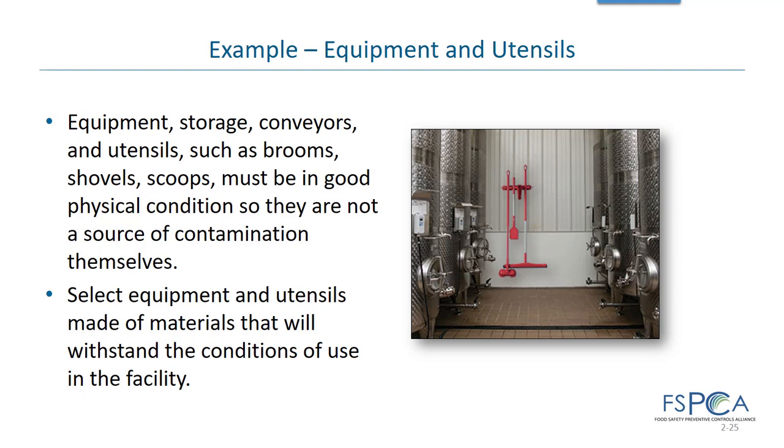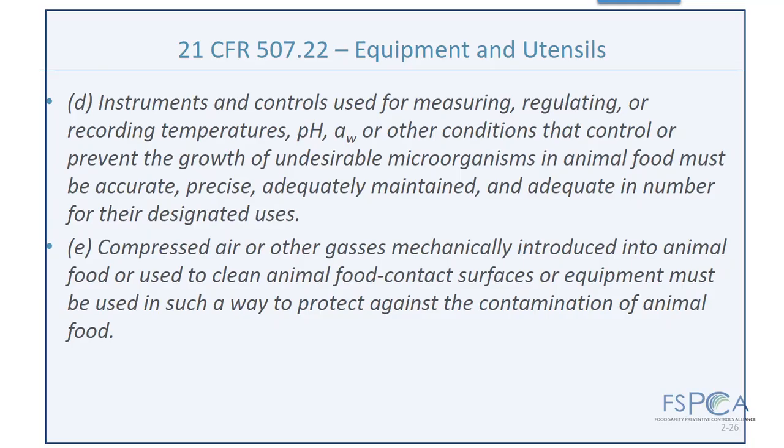Okay, so here's a good picture of some utensils that are being nicely stored. They look pretty clean from here and are stored up off of the ground and away from any animal food. So equipment, storage, conveyors, and utensils such as brooms, shovels, and scoops must be in good physical condition so they are not a source of contamination themselves. Select equipment and utensils made of materials that will withstand the conditions of use in the facility. These utensils look like they're probably made of rubber and plastic or hard plastic, so that looks like it could be just fine for this facility.